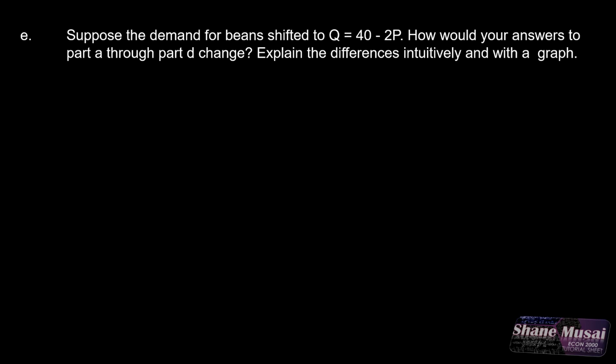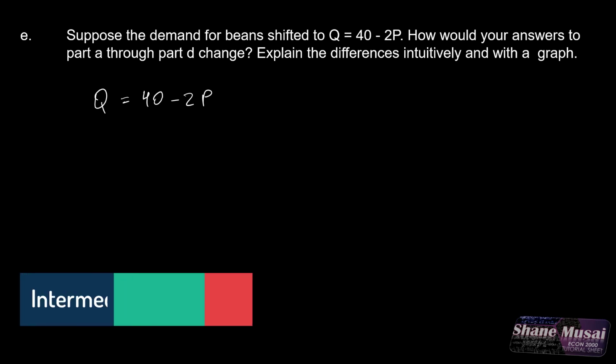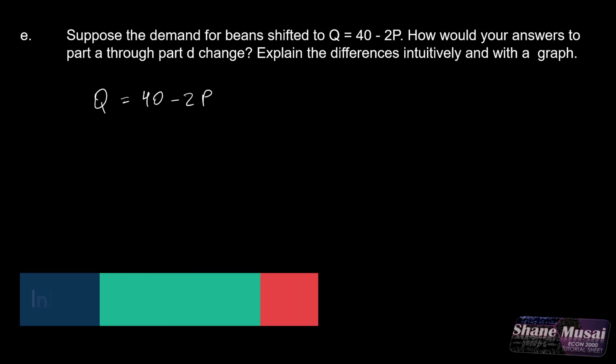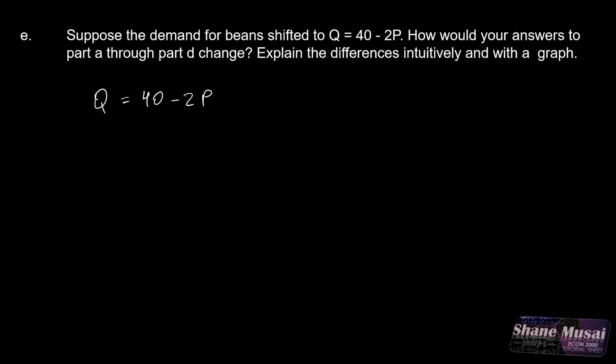Part E. Suppose the demand for beans shifts to Q equals 40 minus 2P. How would your answers to Parts A through D change? Explain the difference intuitively with a graph. So, from Part A through D, instead of calculating all of those things over, just take a look at this. I'll put a prime here to represent the new quantity demanded.